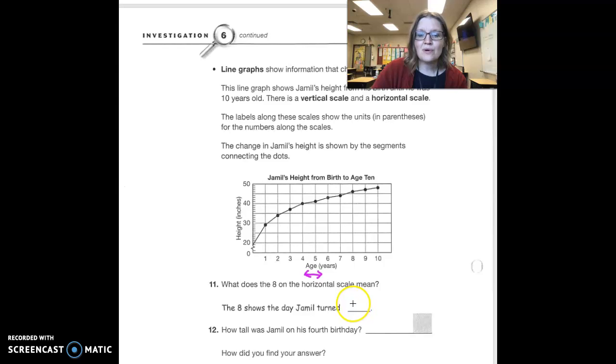It shows that Jamal turned 8, right there. And how tall was Jamal on his 4th birthday? Well, we look at the 4 and we go all the way up and we notice it's right here, and we look over. Jamal was 40 inches.